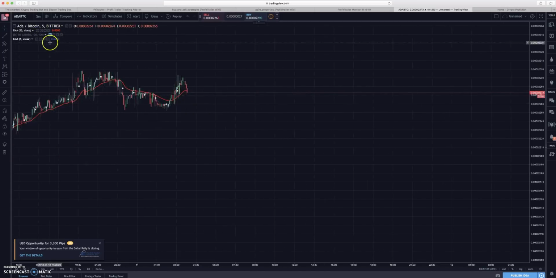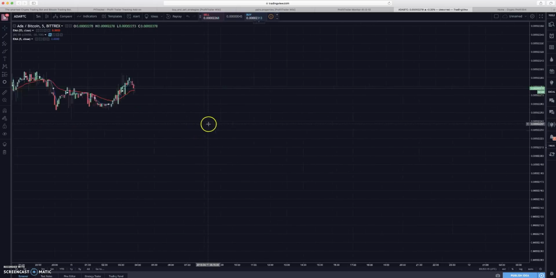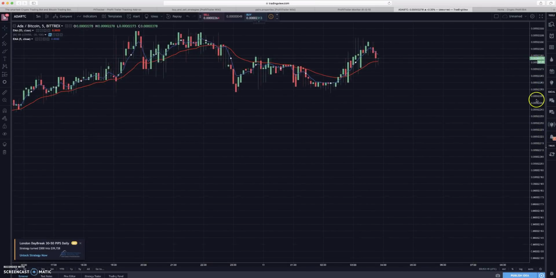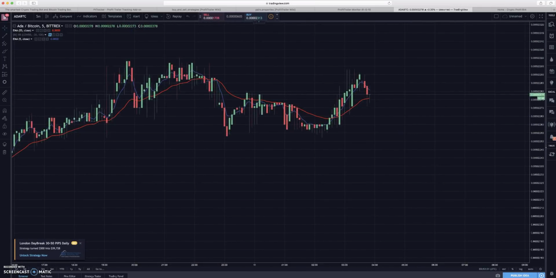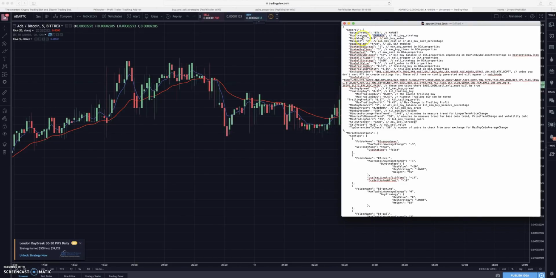Okay, so now you can kind of see, let's blow this one up a bit. You have a blue and a red. So the blue one is your fast exponential moving average. And the red is your slow moving average. And so we'll go back into our applications folder.